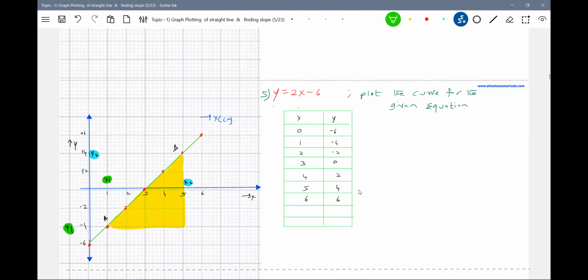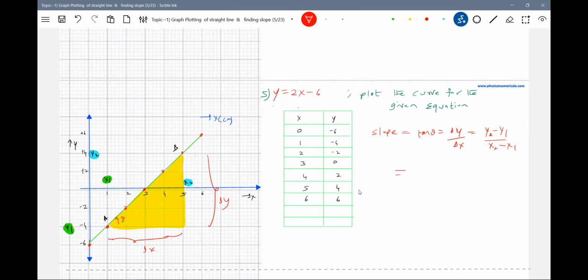How do we define the slope? This angle we'll call theta. Then this will be delta y. This difference will be delta x till here. Slope is equal to delta y by delta x, or nothing but tan theta. In general, tan theta equals y2 minus y1 by x2 minus x1. That's the general definition of slope.